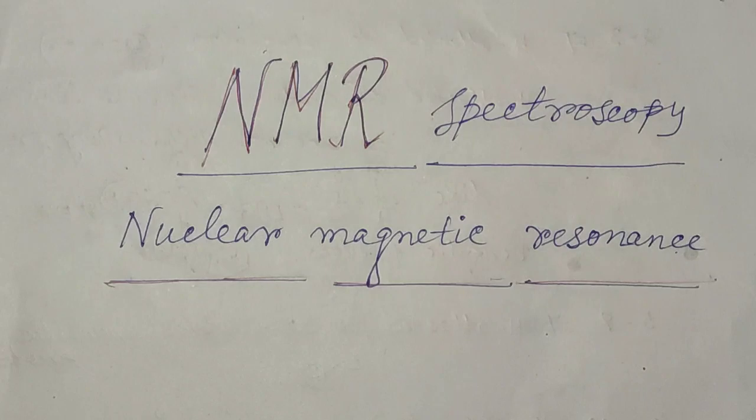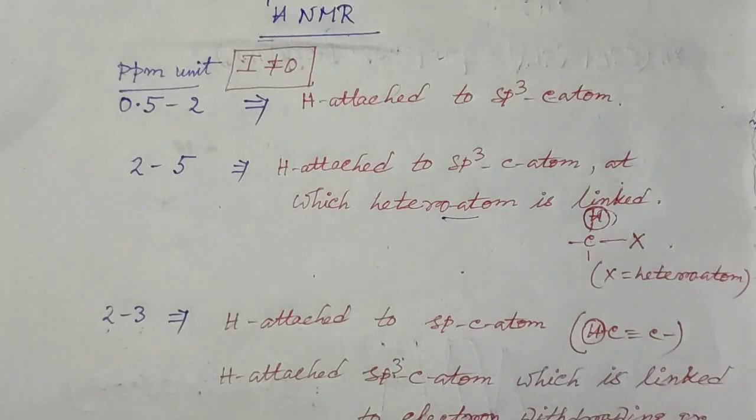In this video I will solve some previous year questions on NMR spectroscopy, that is nuclear magnetic resonance spectroscopy. Now before going to solve previous year questions, let us see some chemical shift values for proton NMR which will be useful for structure determination.